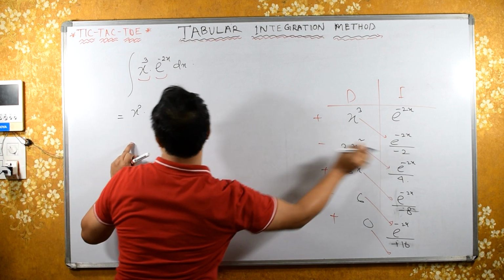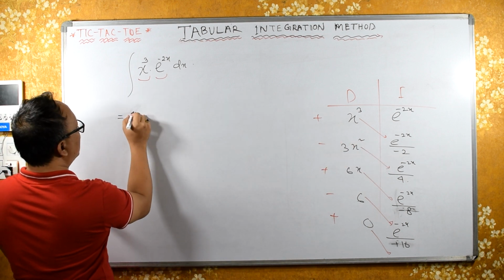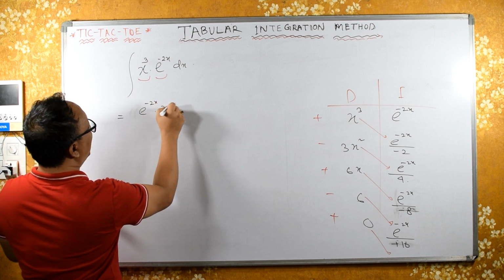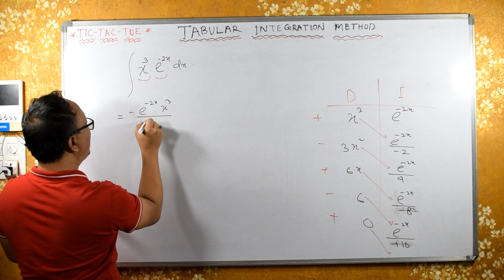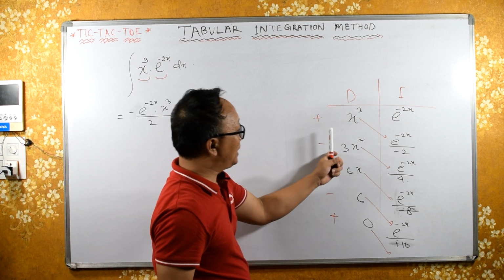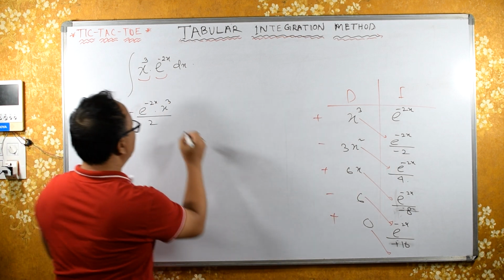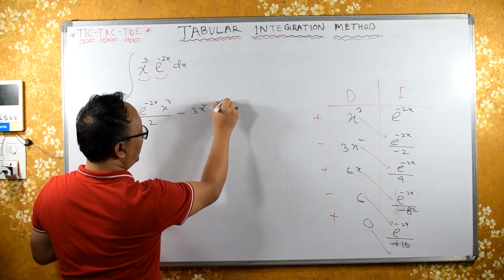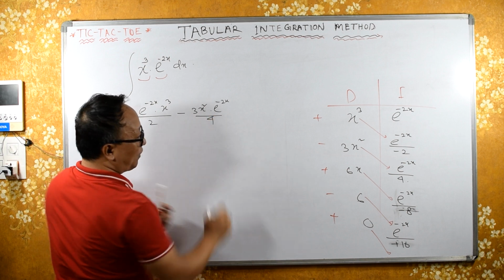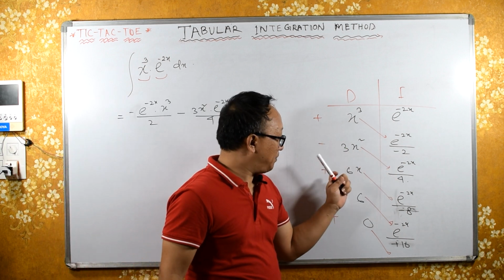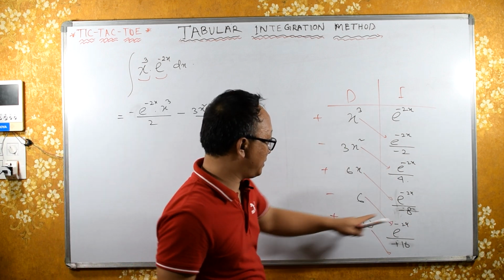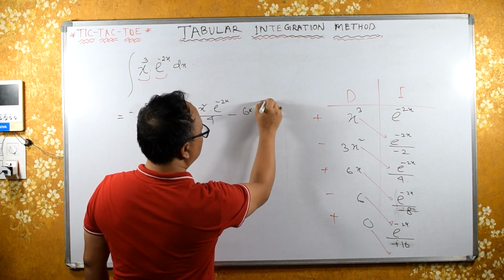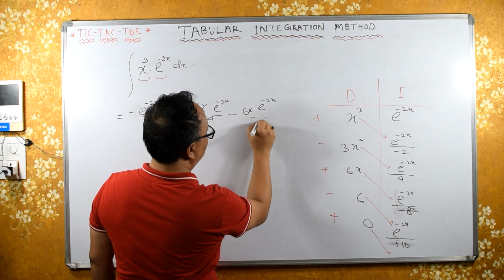Here we have minus 2, so I'll write e raised to minus 2x into x cube upon minus 2. Here minus, we have minus into this. Okay, here we have minus 3x square e raised to minus 2x upon 4. After this, here plus we have, but we have minus. Again minus will come here, 6x e raised to minus 2x upon 8.